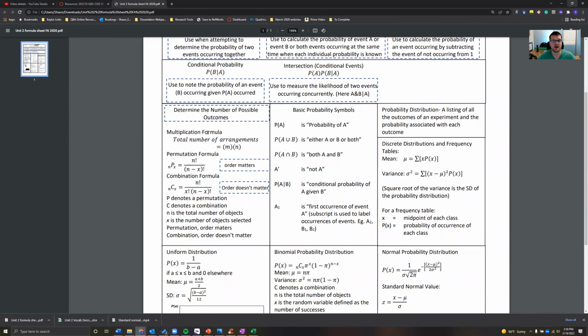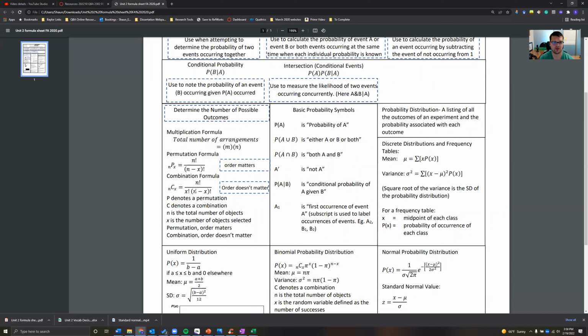It says, okay, if I want to do classical probability and determine the total number of possible outcomes, I'm either going to use the multiplication formula, the permutation formula, or the combination formula. And it says right down here what it is that they do. The big thing here is the permutation formula and combination formula. Those actually have Excel formulas as well, and I'll show you that in just a minute.